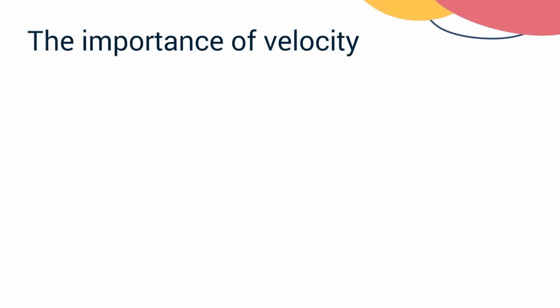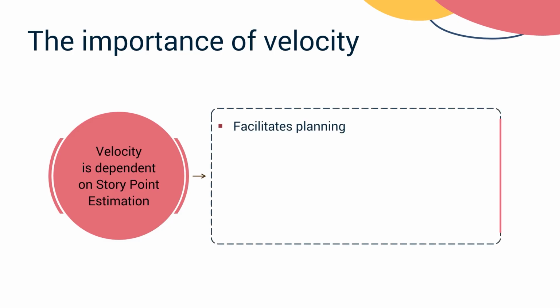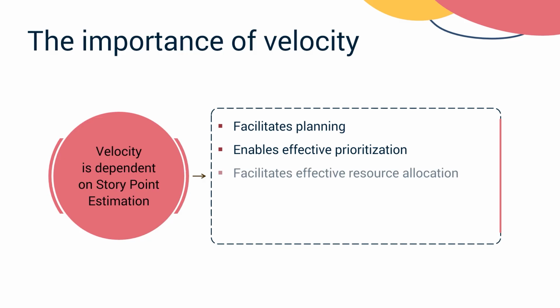You should have already viewed the velocity planning reading, which included information on the importance of understanding velocity. Velocity is dependent upon solid story point estimation. Let's review why. First, it facilitates planning. Estimation helps create realistic and achievable sprint plans and release timelines. It enables effective prioritization.